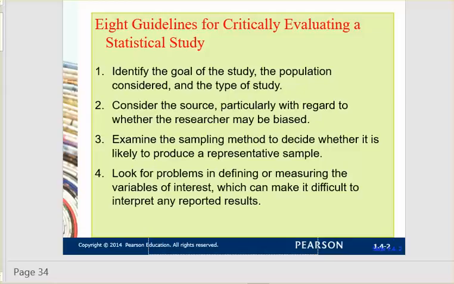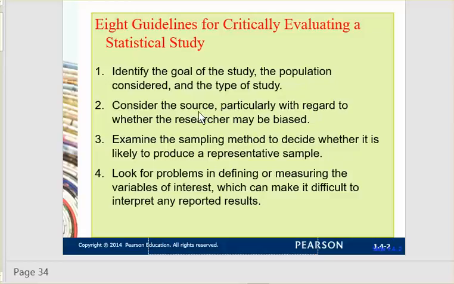Well, ladies and gentlemen, we're wrapping up chapter 1 with just this last video. And we're in section 1.4. And section 1.4 is titled, Should You Believe a Statistical Study? And the authors present these 8 guidelines with which to make that decision. So let's start by going over the guidelines from your textbook.